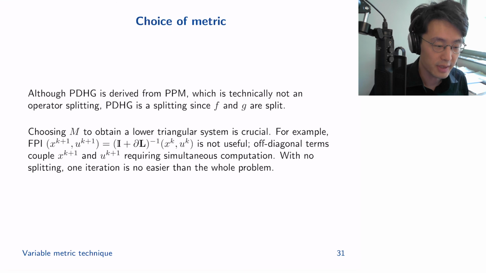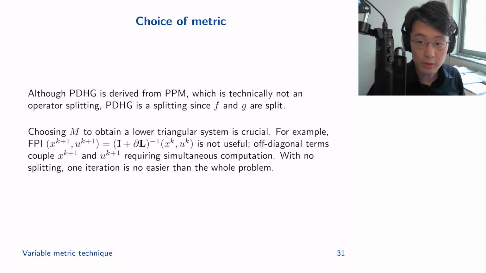Let's again briefly discuss the choice of metric that was used in the derivation of PDHG via the proximal point method. So the PDHG is derived from a variable metric proximal point method, and I guess technically speaking, a proximal point method involves just one operator, and therefore it is not an operator splitting. However, the PDHG method is a splitting in the sense that the function f and the function g are dealt with separately. Choosing the metric M to obtain a lower triangular system is the crucial insight in this derivation.